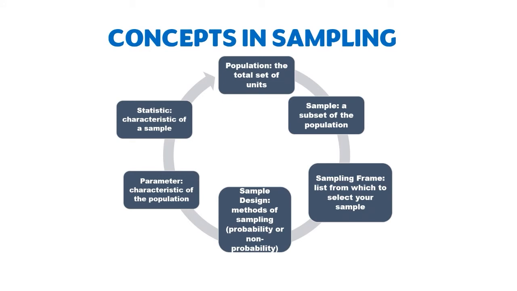In terms of sampling, we always have a population, that's the total set of units. We draw a sample from that, a subset. We need to have a sampling frame. If we're using probability sampling, there is some frame that lists the units from which you sample. We use a particular sampling design, probability versus non-probability. Probability is preferable for quantitative designs in which generalizability is important. And then we have statistics and parameters.